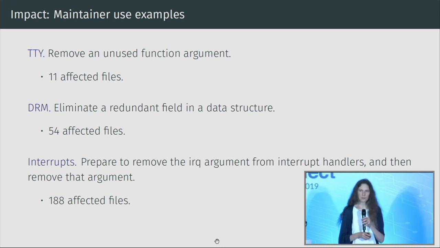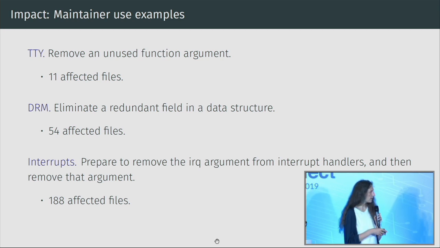Just a few examples. The first two we have here are removing an unused function argument and removing a redundant data structure. You can think, well, just removing something is not very hard. You just find all the uses and backspace over them or something. But still, once you have 11 files you have to visit, or once you have 54 files you have to visit, then things get a bit more complicated.